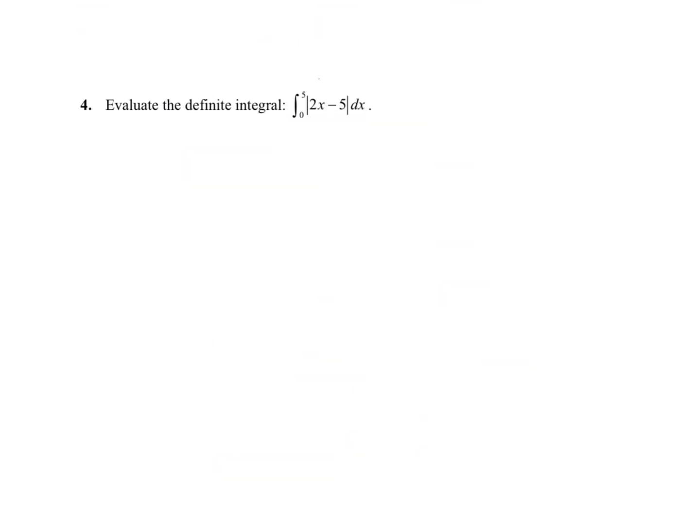So let's go to the next problem. Evaluate the definite integral of the absolute value of 2x minus 5. We need to draw this function from 0 to 5. So you see from 0 to 5, let's draw this function first, so as not to make mistakes.